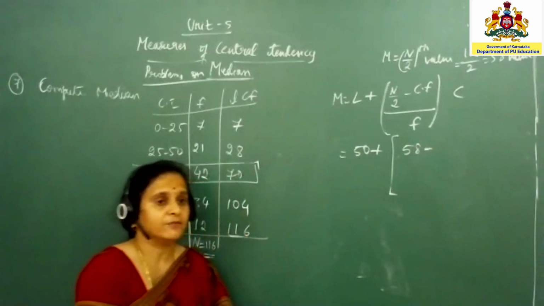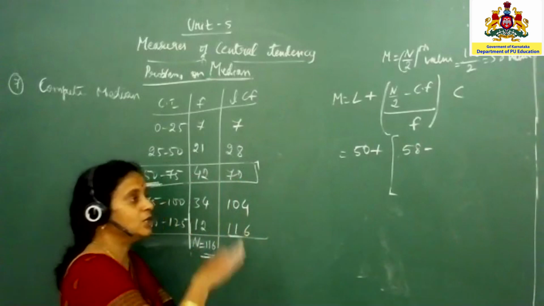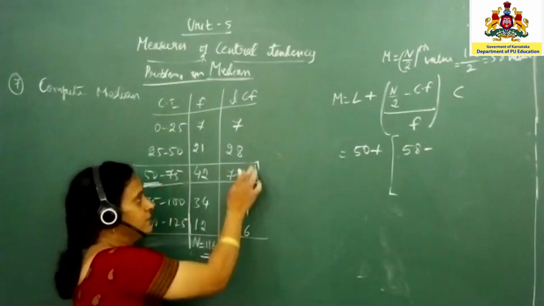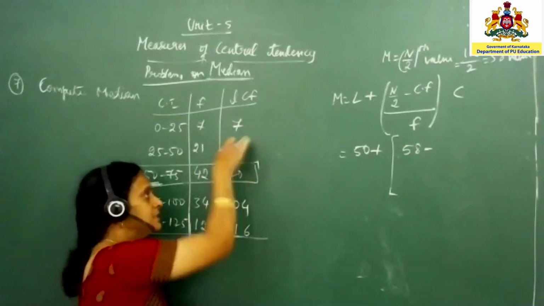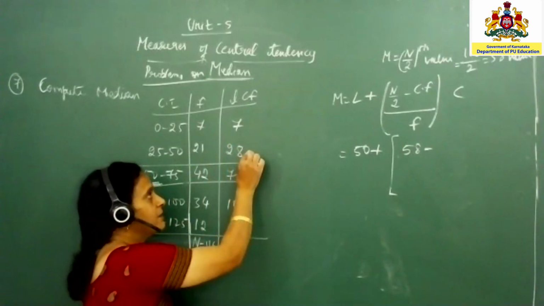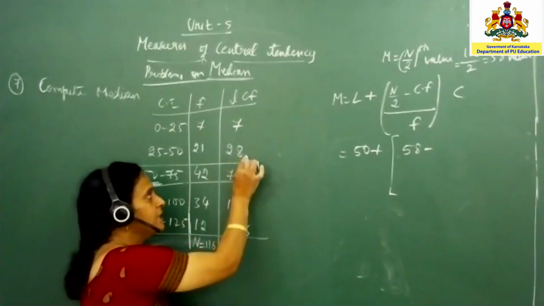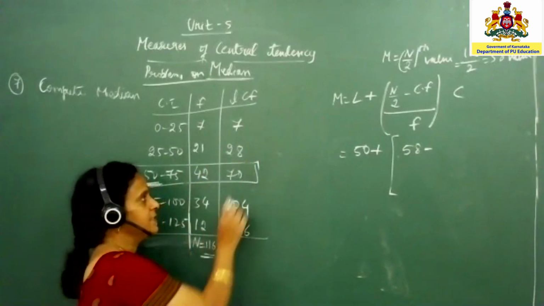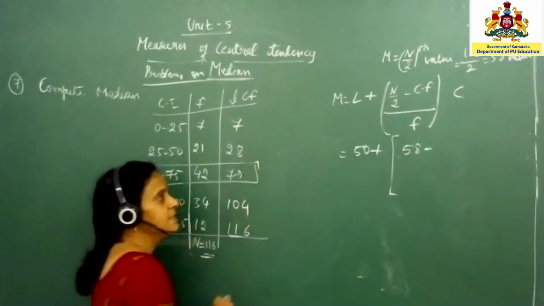Minus CF. CF stands for the preceding cumulative frequency. Whichever median class we mark, go one step back. If I go one step back, I get 28 as the cumulative frequency. So this is taken as CF.